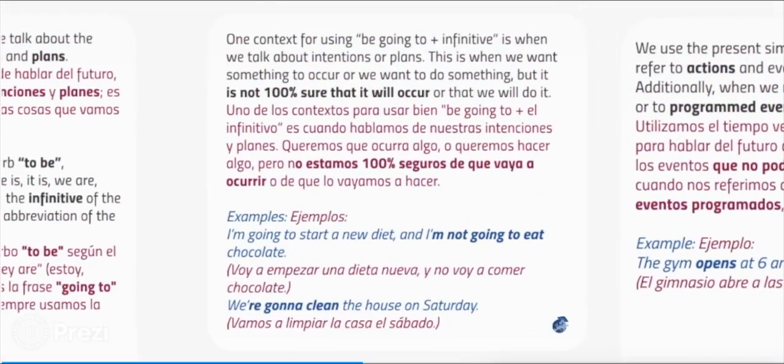One context for using be going to plus infinitive is when we talk about intentions or plans. This is when we want something to occur or we want to do something, but it is not 100% sure that it will occur or that we will do it. Examples: I'm going to start a new diet, and I'm not going to eat chocolate. We're gonna clean the house on Saturday.